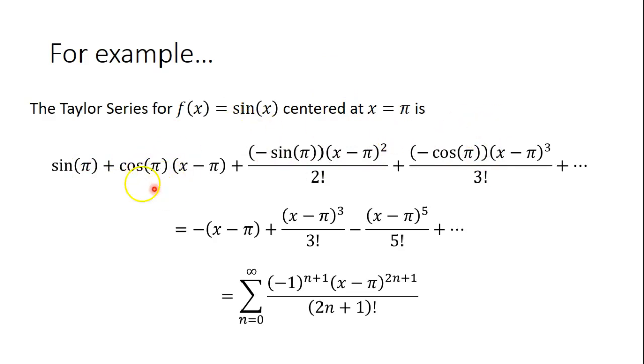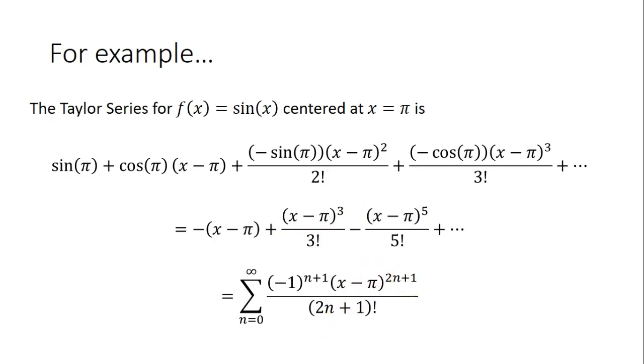So cosine of pi is negative 1, so we start with a negative x minus pi here. The sine disappears. And then the next term that we're going to have is one that's in the negative cosine of pi here. That's going to be a positive 1 times x minus pi cubed over 3 factorial, and then minus x minus pi to the 5th over 5 factorial. So it looks like we are alternating. So we got negative 1 to the n plus 1 because the first term is negative. That's why it's not just to the n power. I need the first one to be odd. And then we have x minus pi to the 2n plus 1. That gives me all the odd powers divided by 2n plus 1 factorial.